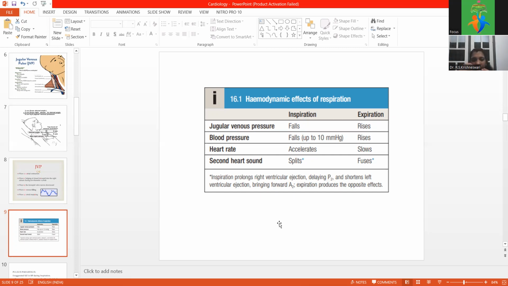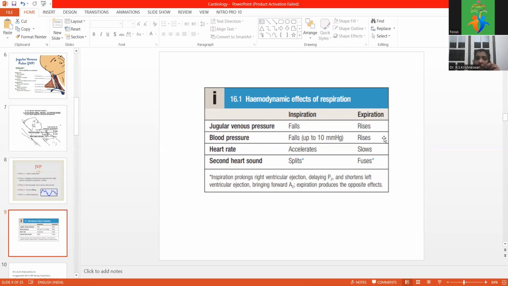The pressure is less, and also there is increased right atrial filling, increased venous return. Venous return will be more at the time of inspiration. So what happens? Jugular venous pressure falls, and during expiration it rises. This is the normal thing we are saying. Jugular venous pulse falls during inspiration and rises during expiration. These are frequently asked questions.